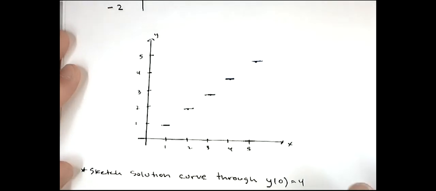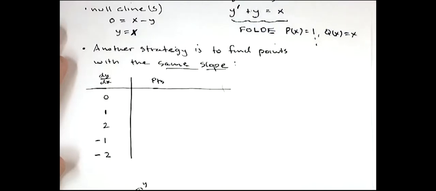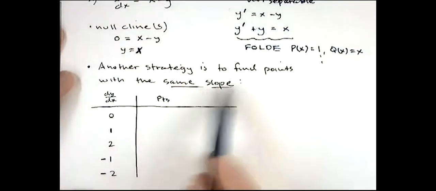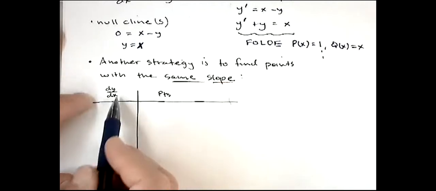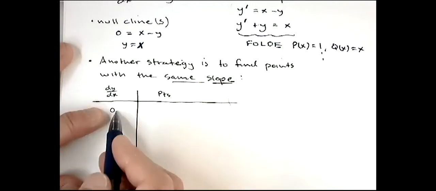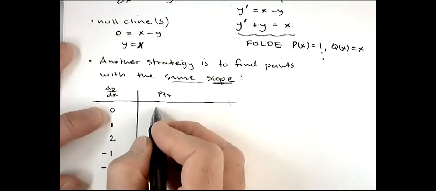And so another strategy to do here, I couldn't have done this on the last one. Well, I could have, I guess, but given that my slope is a function of x and y now, x minus y, what if I instead choose different values for my slope and find all the points where I have a specific slope? So say, for example, I already know this: when dy dx is equal to 0, all the points that generate that lie along the line y equals x.